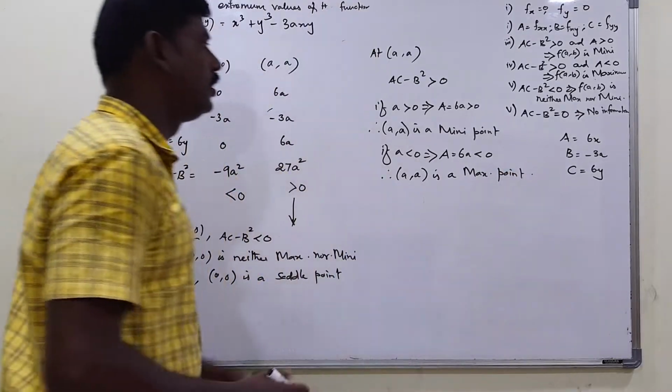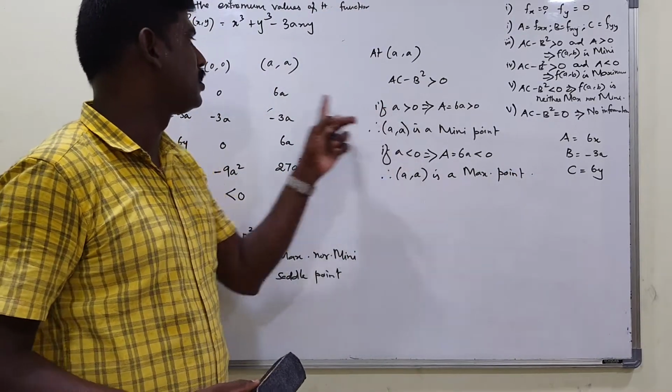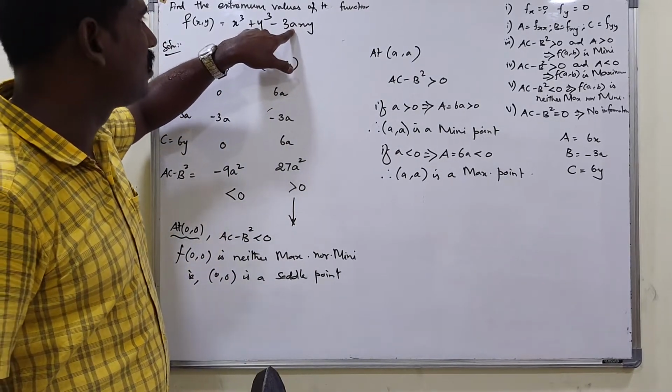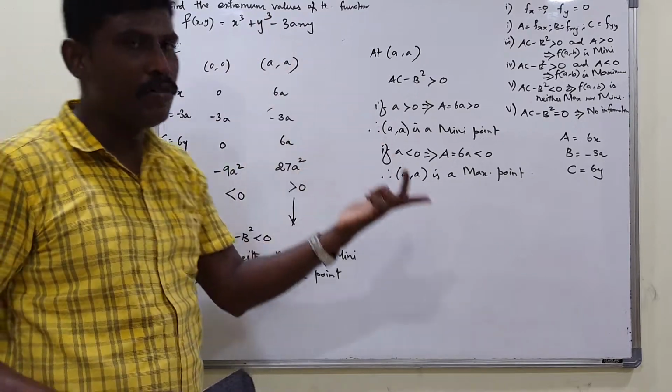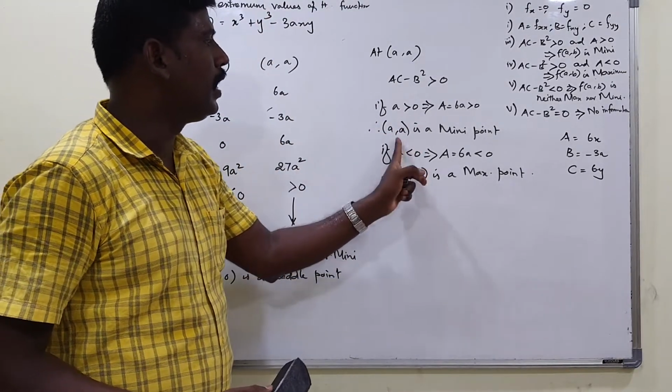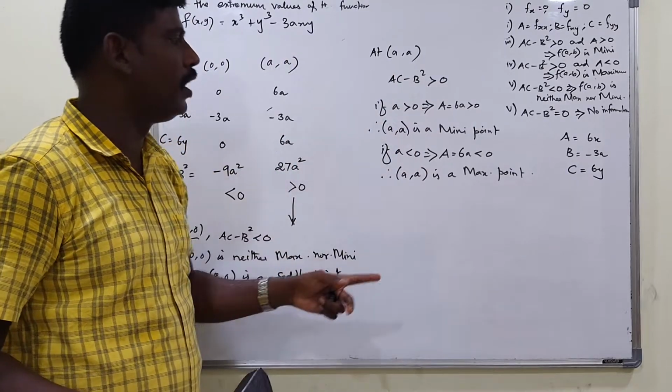Right? That's all. So if A is positive, given the value of constant A, any constant, it may be negative or positive. If A is positive one, then (a, a) is a minimum point. We can get the minimum value.